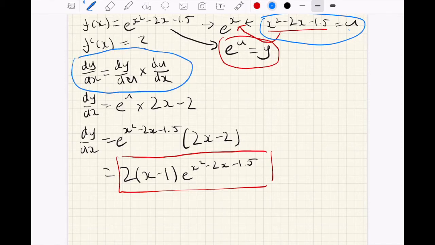What we do with that is first we split the given function into two: e to the power of x, and inside the e to the power of x goes x squared minus 2x minus 1.5. So we split this into two equations. We made the one that goes inside equal to u, so we have a simplified version, e to the power of u equals y. Use the chain rule, and voila, we get the answer.